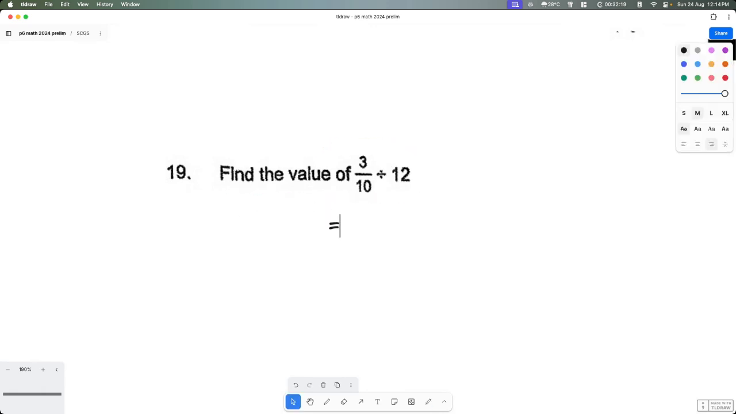So this is equal to 3 out of 10. And then we want to change the divide into multiply, and 2 will be 1 out of 2, flip it, right? Like this. All right, so we can cancel some stuff. So 10 will become 5, and then 3 will just become 1. So that means this will become 1 out of 40, right? 1 out of 40. There you go. So that's the answer, 1 out of 40.